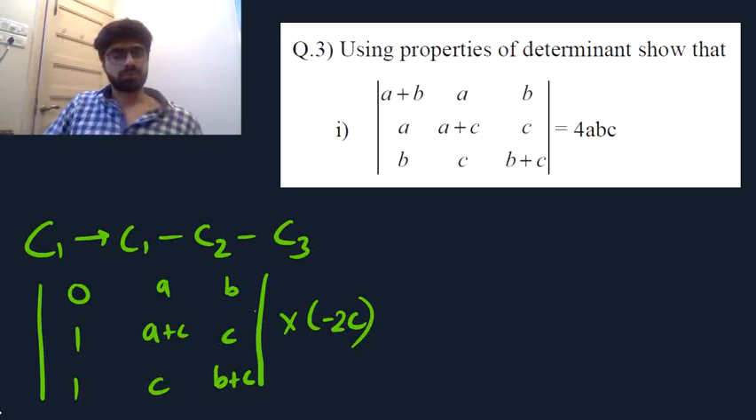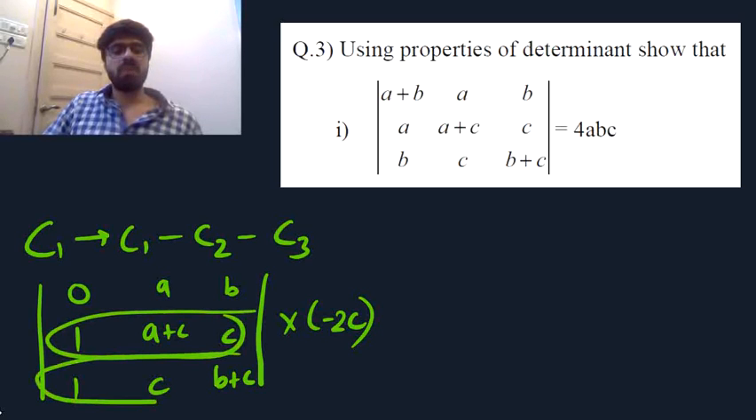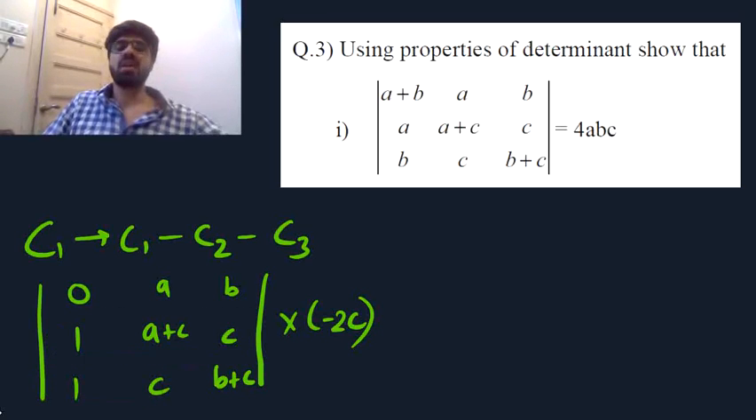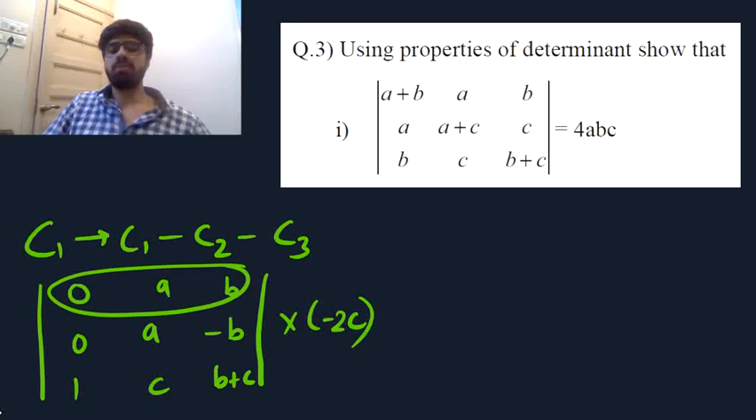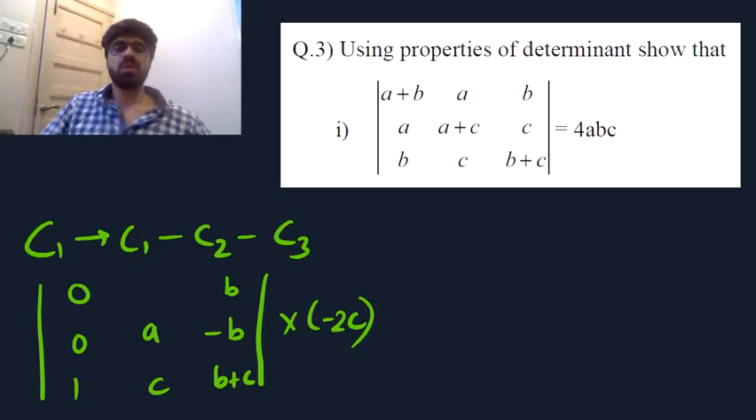Let's go for R2 minus R1. So R2 minus R1, 1 minus 1 will give me 0. A plus c minus c will give us a. C minus b plus c will give us minus b. Okay, let's go for R1 plus R2. So R1 plus R2 will give us 0 plus 0, which is 0. A plus a will be 2a, and b plus minus b will be 0.